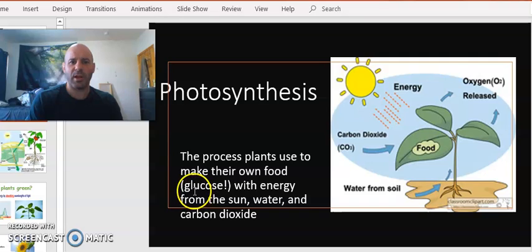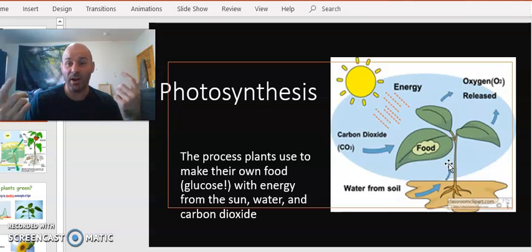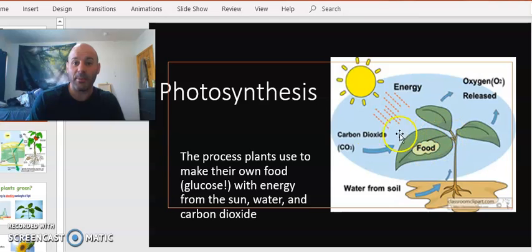We see this word here, glucose. Does anyone know what glucose is? We're going to come back to that. But we do know it's the food that plants make for themselves and the same food that we all depend on. And just like any other animal that eats plants, we depend on that food that they make from the sun.